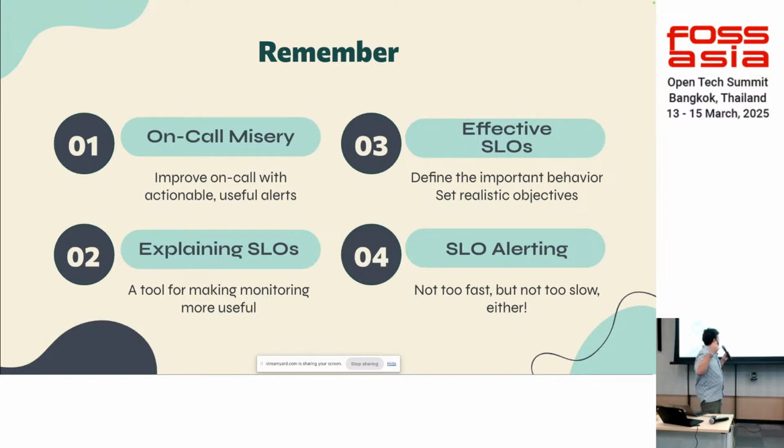Okay, so to wrap up, we talked a little bit about what a bad on-call looks like and why service level objectives is an approach that can help you improve that, how to make service level objectives that make sense, and what that does for your alerting.